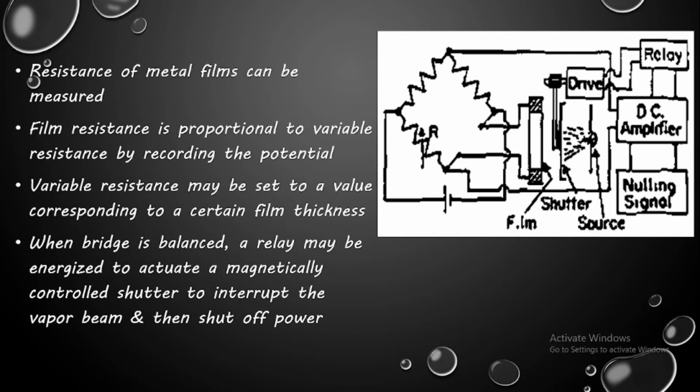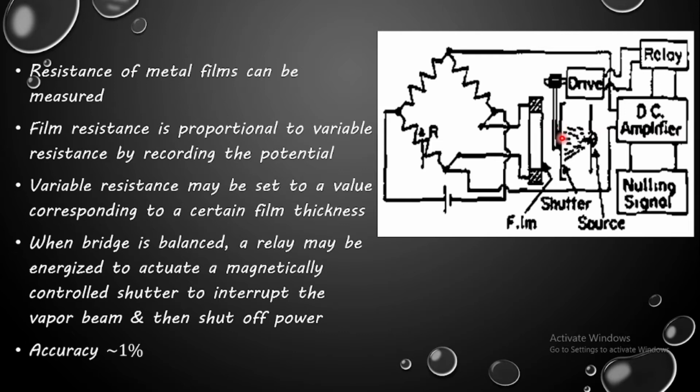The film which is being deposited has its own resistance. So whichever film thickness we need, the corresponding resistance can be calculated and set up. When there is a balancing condition, the relay, which you can observe in the diagram, will be energized. It is connected to the shutter where the interruption takes place, and finally the power is shut off, that is, closure takes place, and we get a comparable thickness of the film which we require.